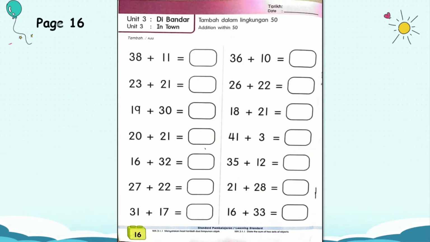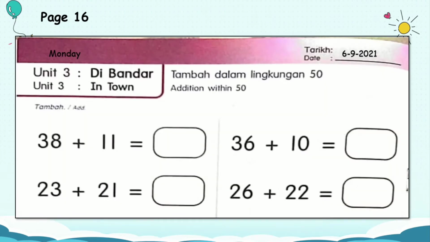Page 16. Now let's write today's day, Monday, and also today's date, 6 September 2021. The title, In Town Unit 3, Addition Within 50. The instruction says add. So we can see there are so many addition questions there. Let's begin with the first one.